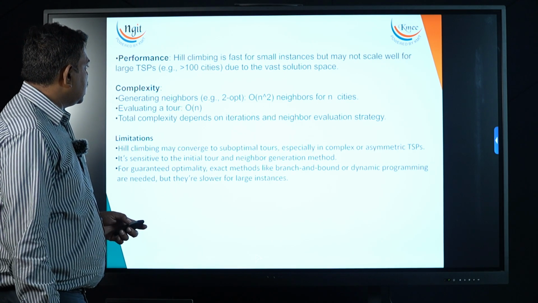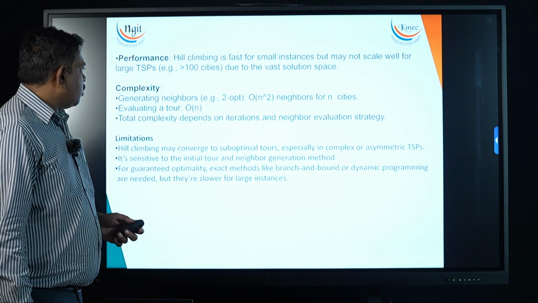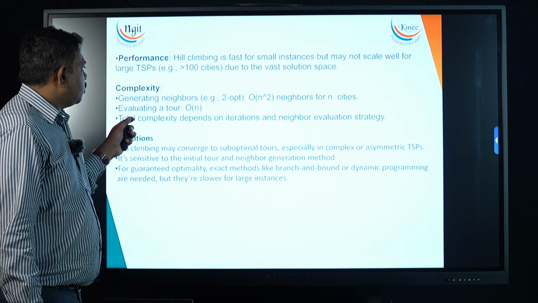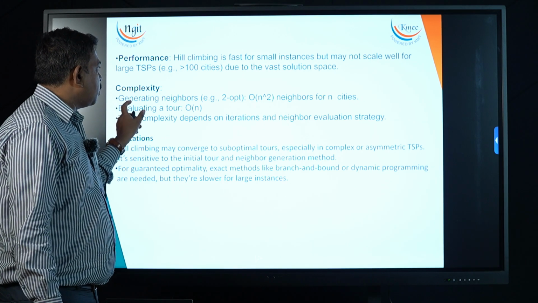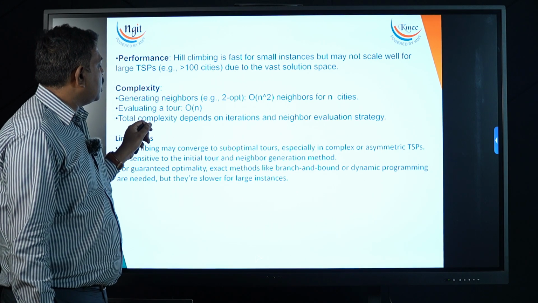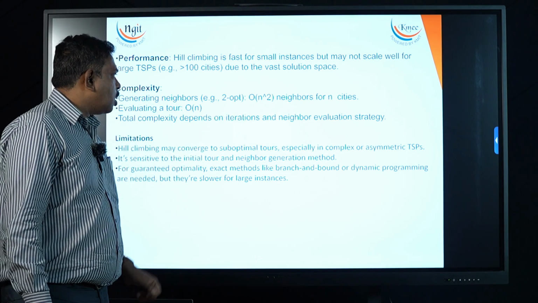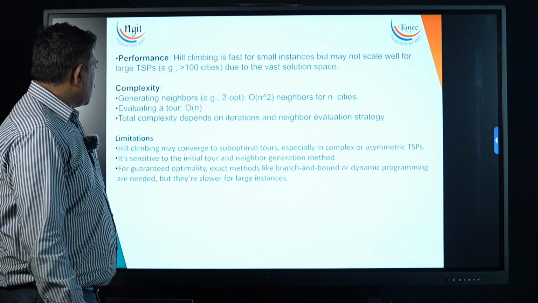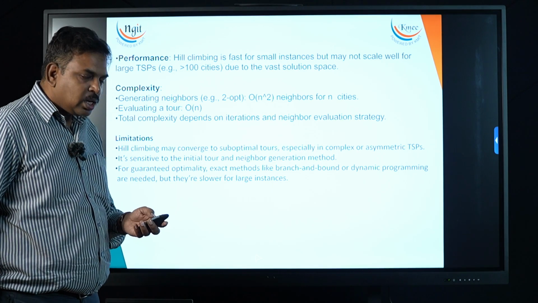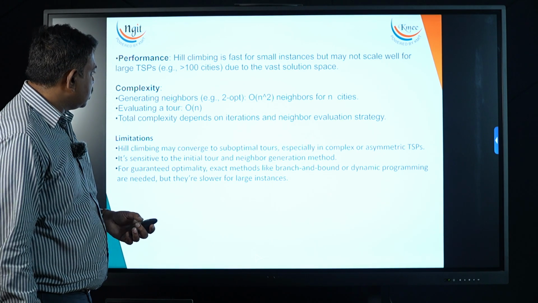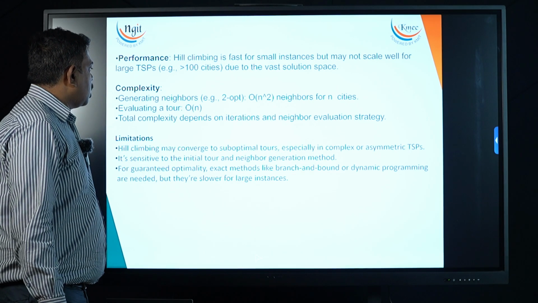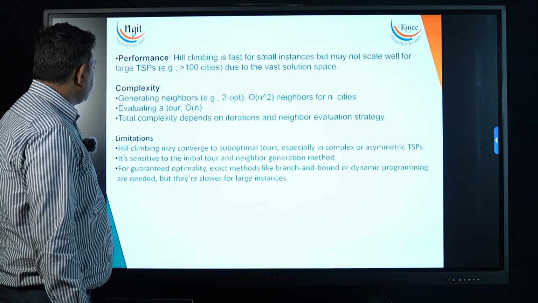And the second technique, before that let us see the complexity, meaning how many neighbors. The complexity of hill climbing in TSP is big O of n squared neighbors, and at each state he has to evaluate the objective function, which takes an order of big O of n.